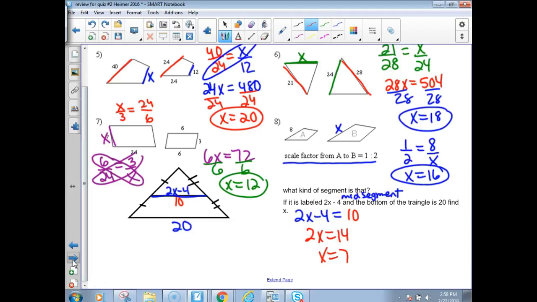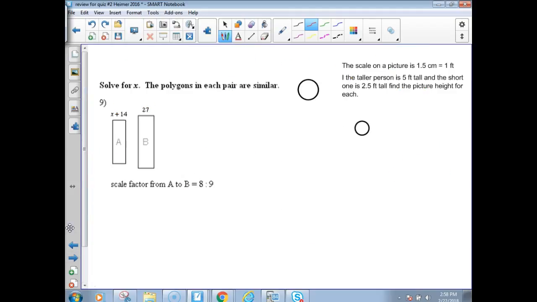All right, so let's move on to what you actually have on your paper. Is this your next one? Okay, and then you have something else over here, right? And I just kind of added in something that I'm going to ignore. So, okay, the polygons in each pair are similar. I need a setup for this one, please.